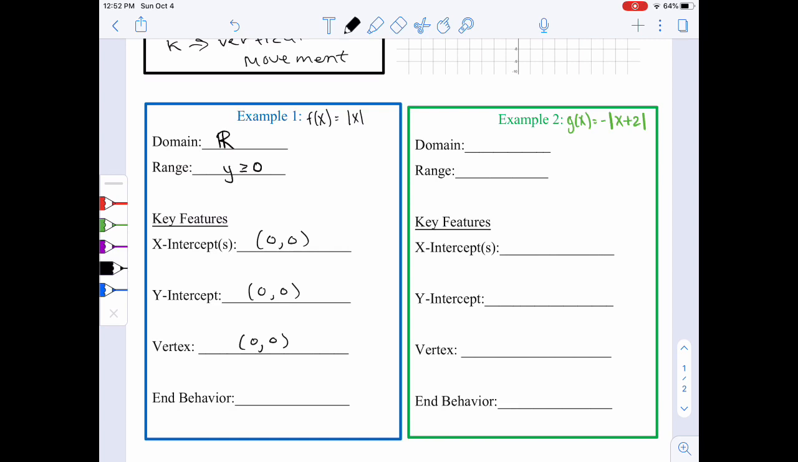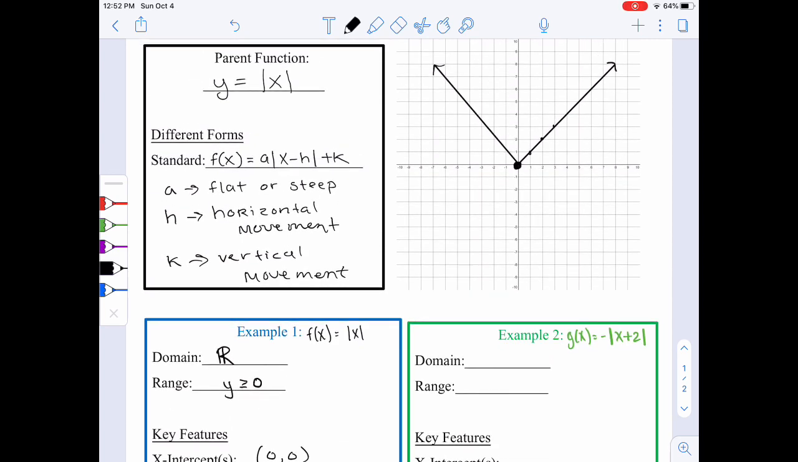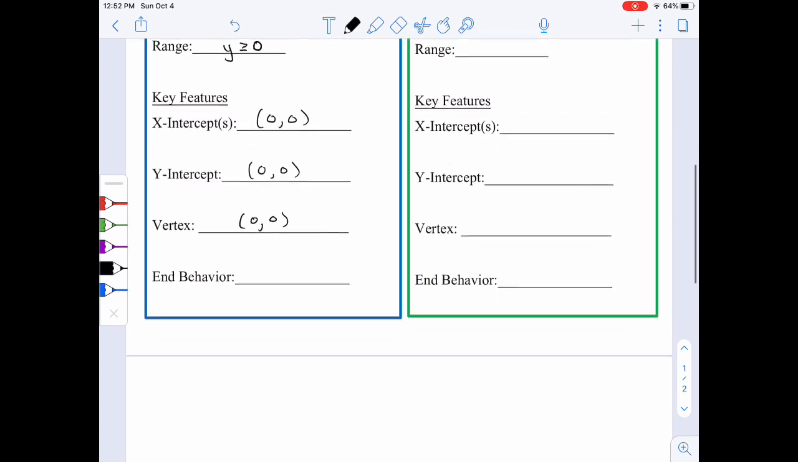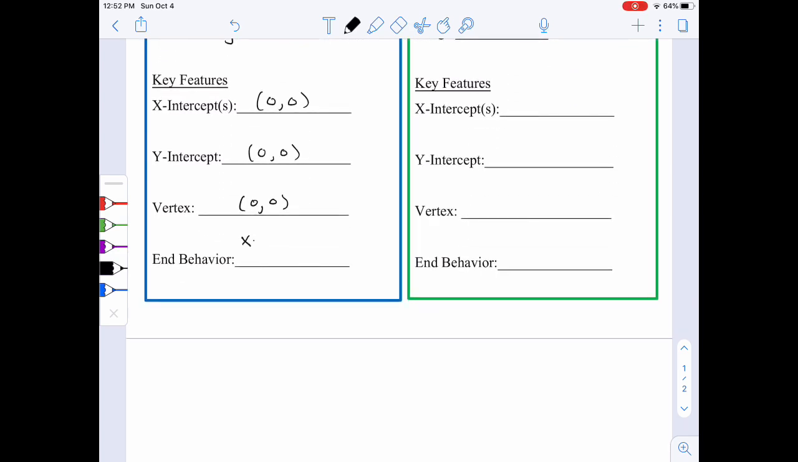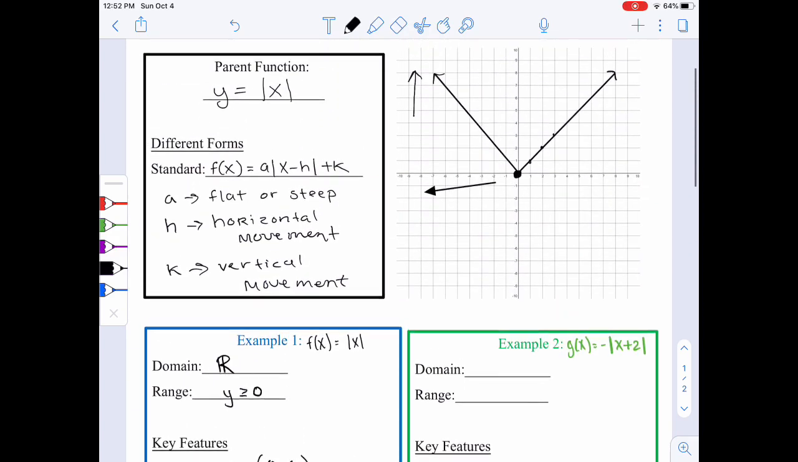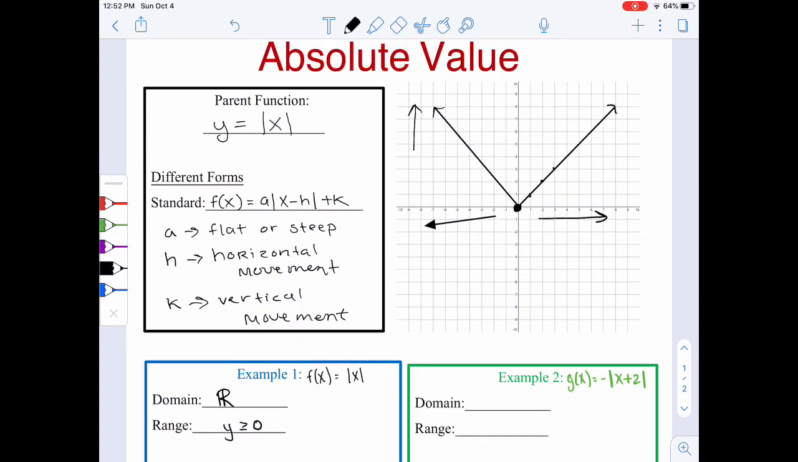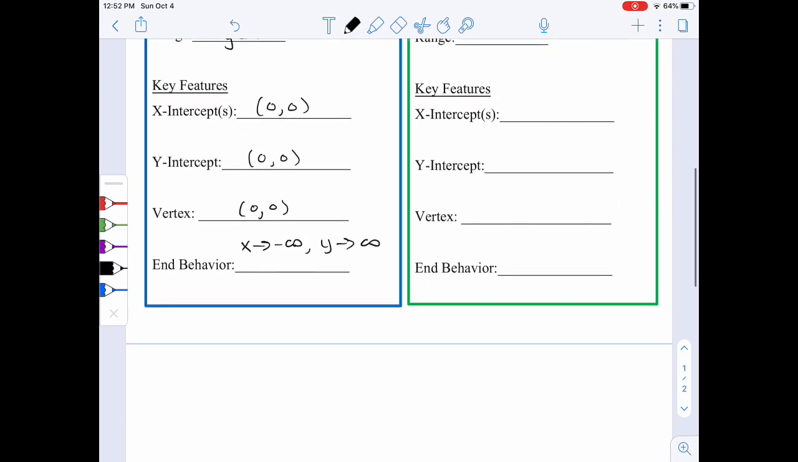If we're talking about the end behavior, I see that as my x's get more negative, my y's are getting more positive. So I would say that as x approaches negative infinity, y approaches positive infinity. And here, as my x's get more positive, my y's are also getting more positive. So I would say as x approaches positive infinity, y approaches positive infinity.